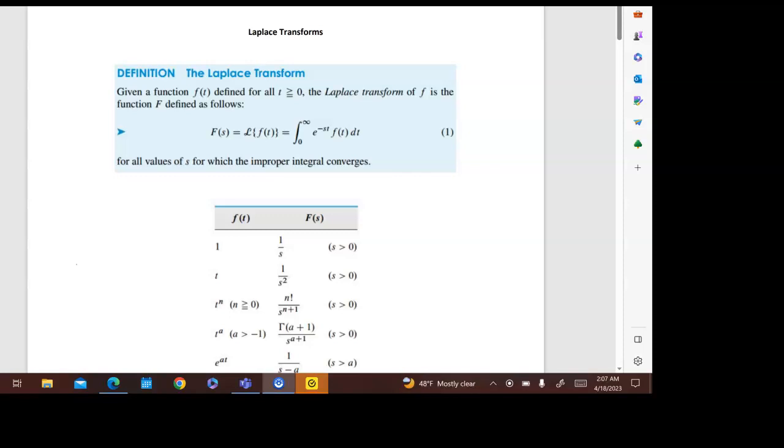Hi class, for this lecture we're going to be looking at the definition of the Laplace transforms for certain functions.